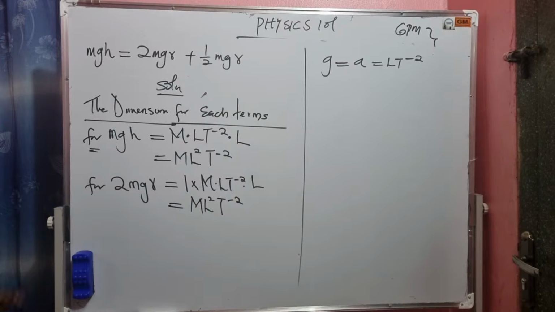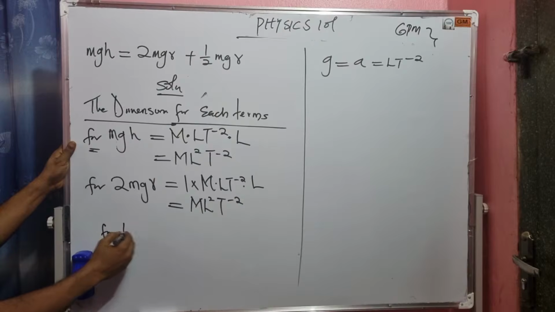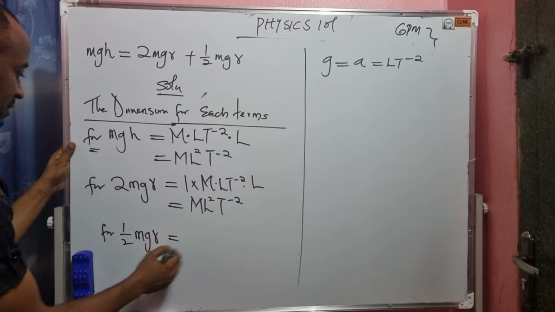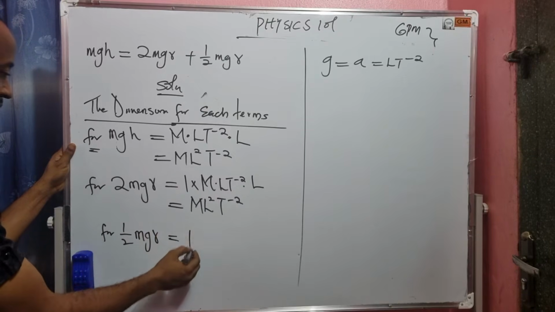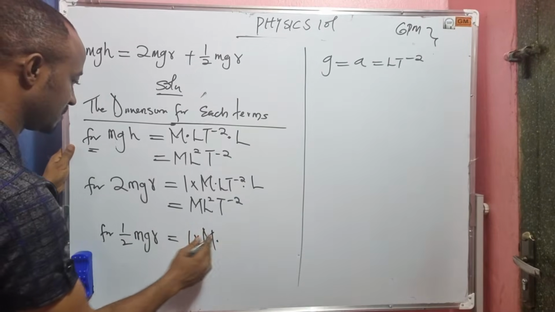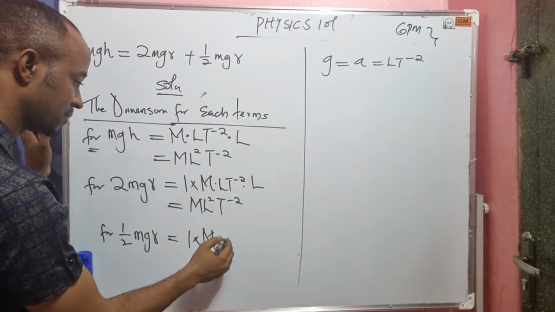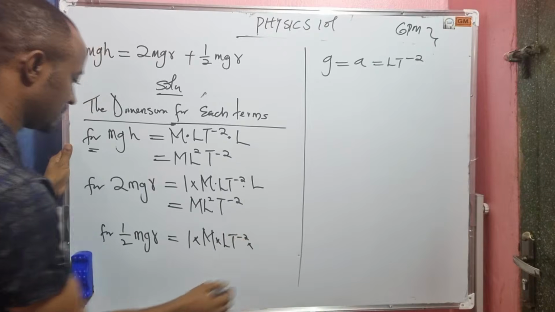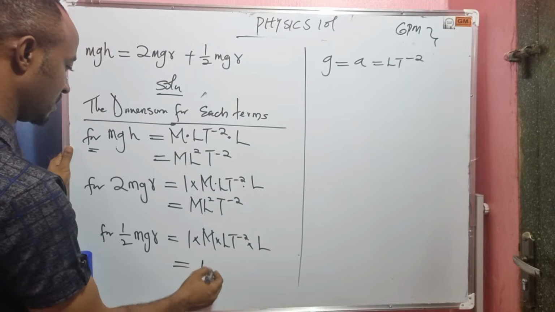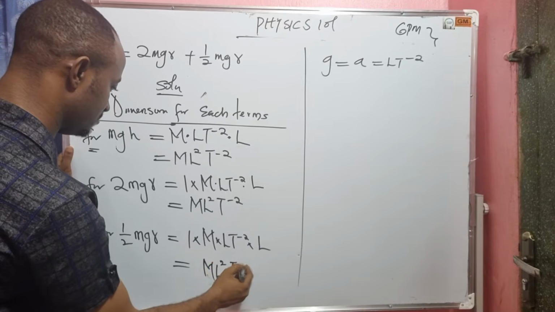Okay. Now let's verify the last one. Of course, it's the same thing. So for half mgr, the dimension for half is 1. The dimension for mass is capital letter M. For gravity it is still LT^-2. Then for radius it is L. This will give us ML²T^-2.